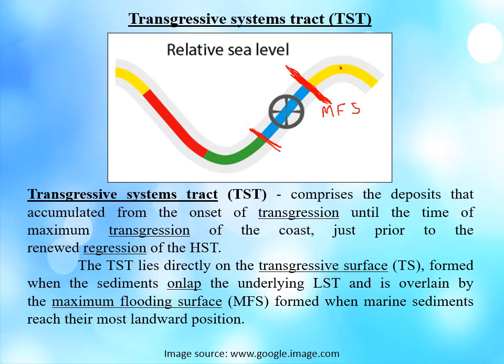That is why it is known as the maximum flooding surface. That means the maximum transgression surface, or transgression occurs up to this maximum limit on the landward side.